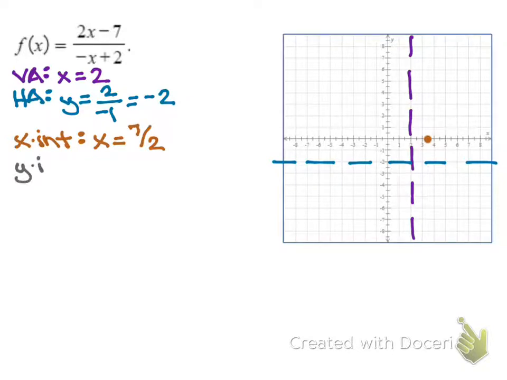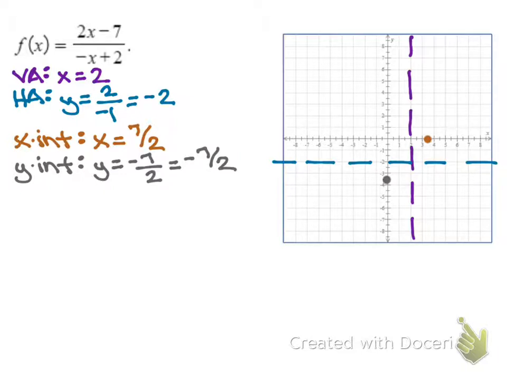Then for y-intercepts, they occur when x is 0. So if we let the x's equal 0, we would have a negative 7 over 2. So negative 7/2, which is negative 3.5. And again, that's a y-intercept.